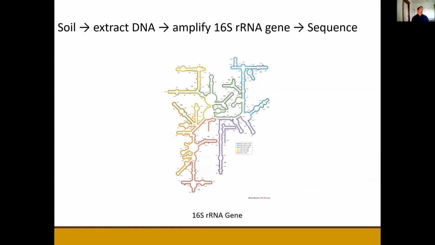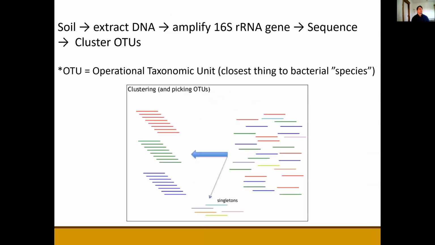so they're perfectly suited to measuring the similarity among different microbes. So first, you would have your soil sample from which you would extract DNA, and you would then specifically amplify this 16S rRNA gene if you are looking at microbial community composition and diversity. Then you would move on to sequencing. From the sequencing, you would obtain cluster OTUs, and OTUs are operational taxonomic units. So these are essentially the closest thing to bacterial species.